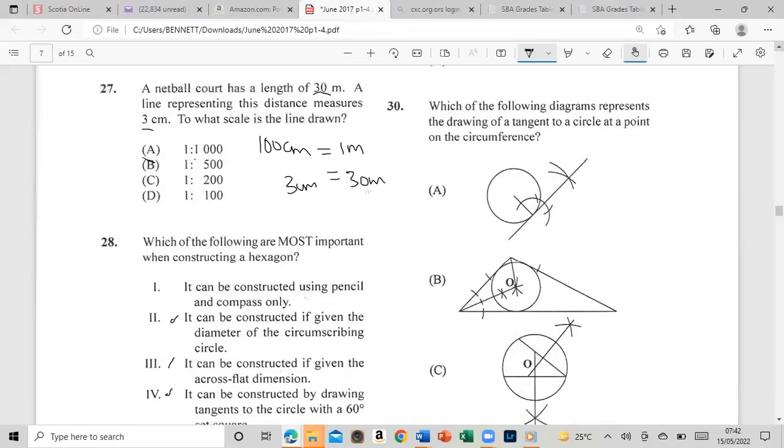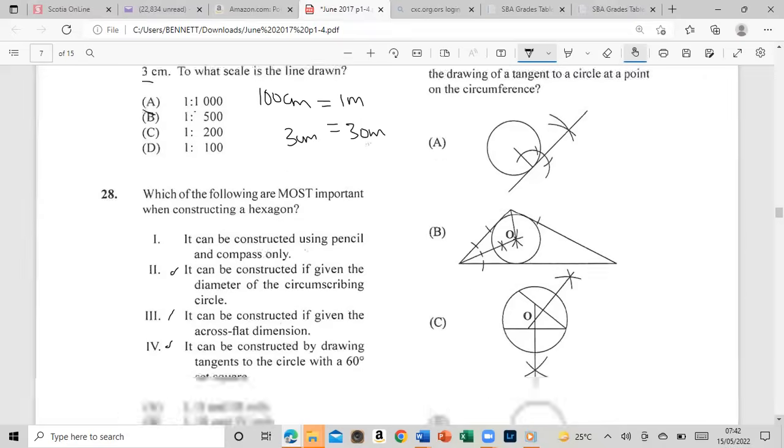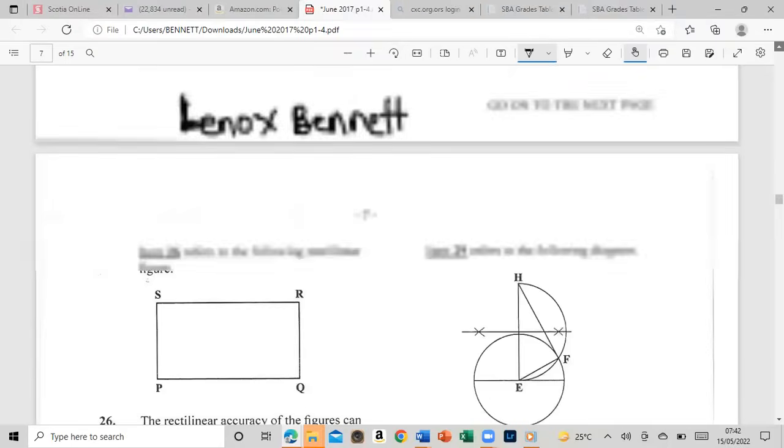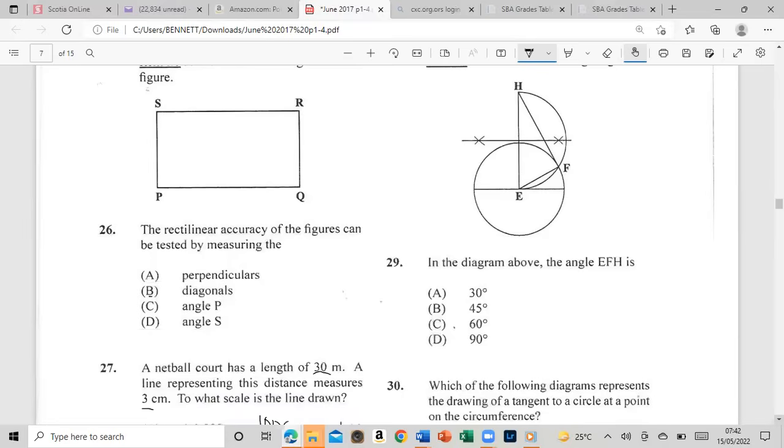All right, let's move on to 29 and see if it's specific. Oh, that's 30. All right, so let's move on. Yeah, almost halfway there, guys. So it says item 29 refers to the diagram.